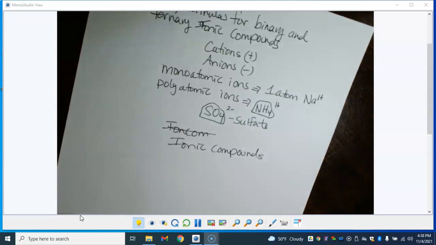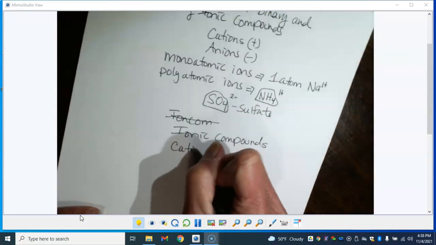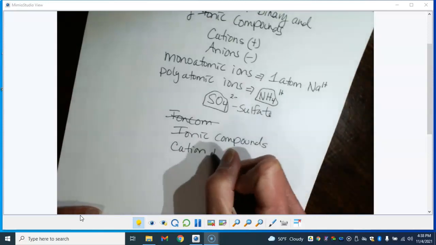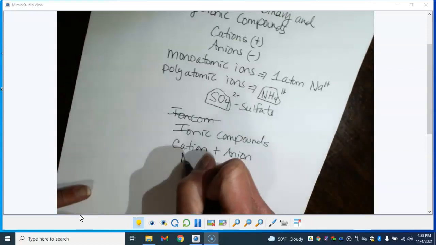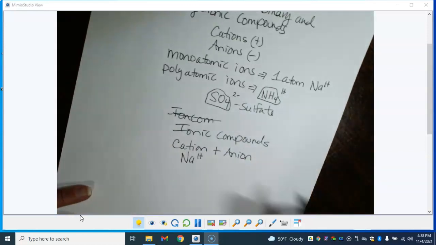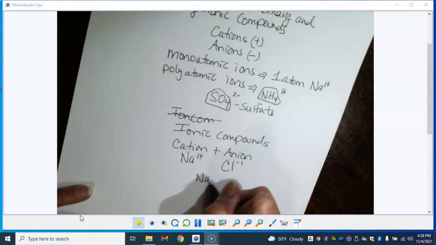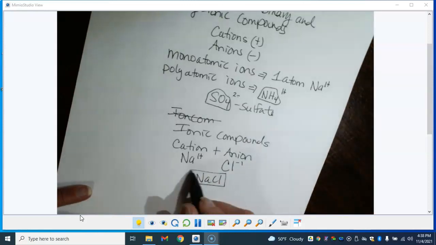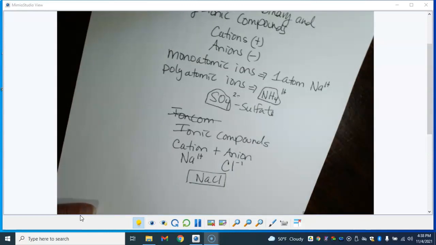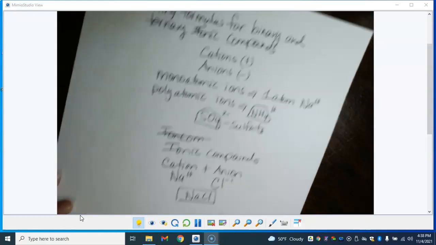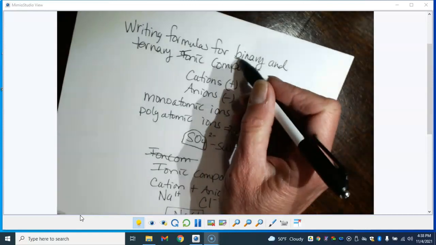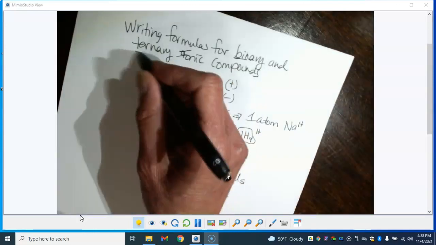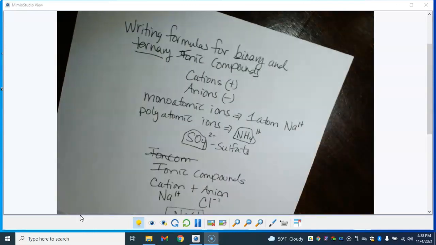So when we are talking about ionic compounds, let's start over. Ionic compounds are always going to consist of a cation in the front and an anion in the back. So for instance, sodium is a cation and chlorine is an anion. So my formula NaCl is for sodium chloride. All ionic compounds, and that's what we're dealing with today, we're writing formulas for binary and ternary ionic compounds. Binary means compounds with only 2 elements. Ternary are compounds with 3 or more different elements.